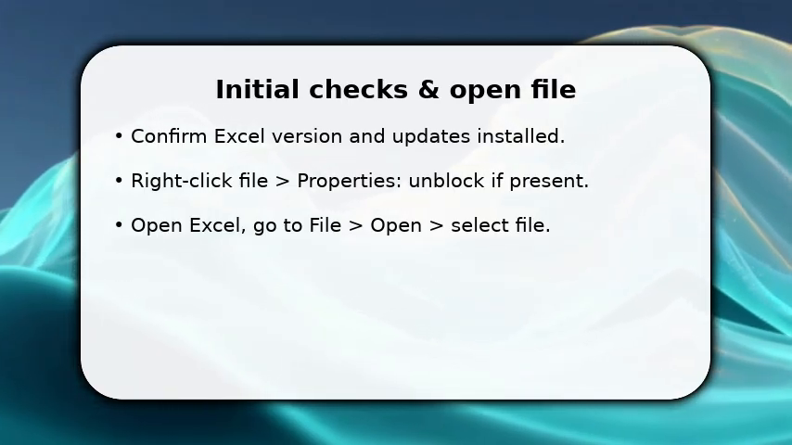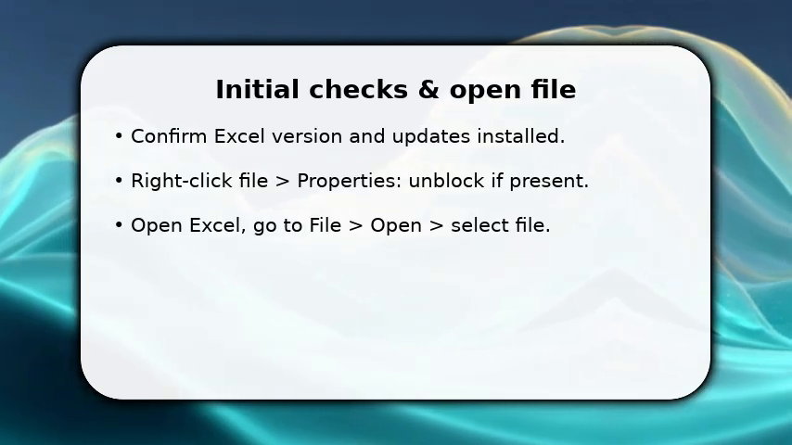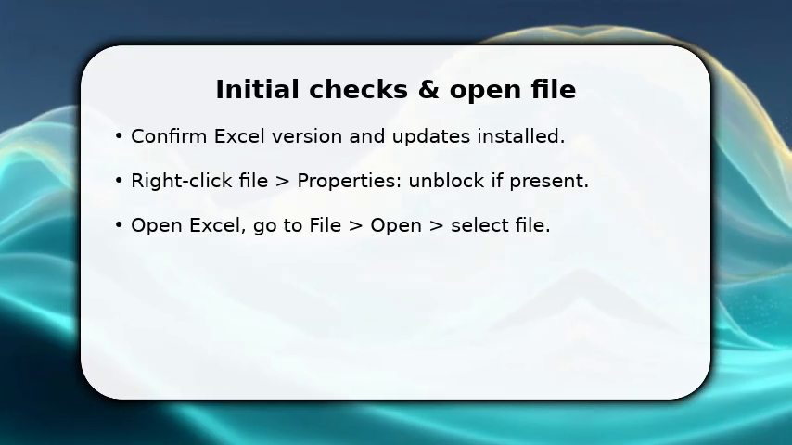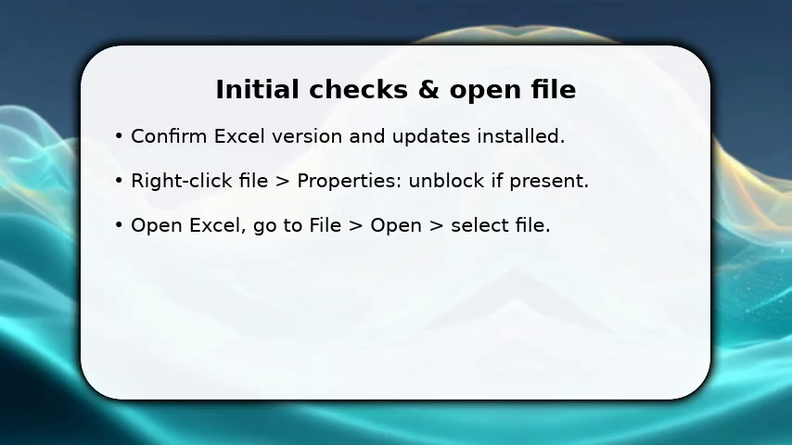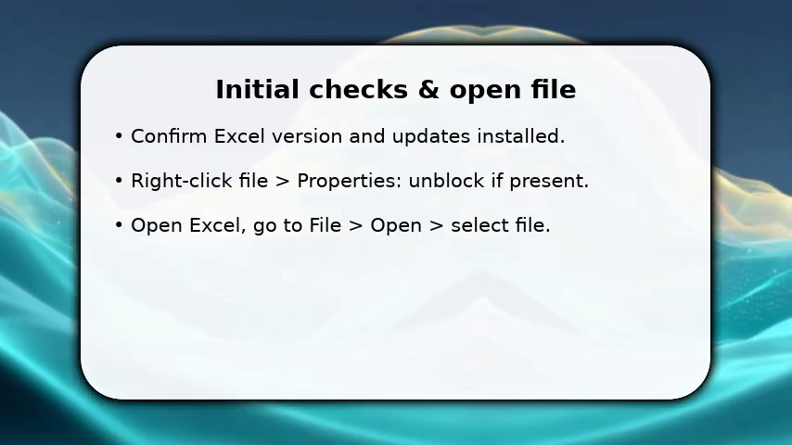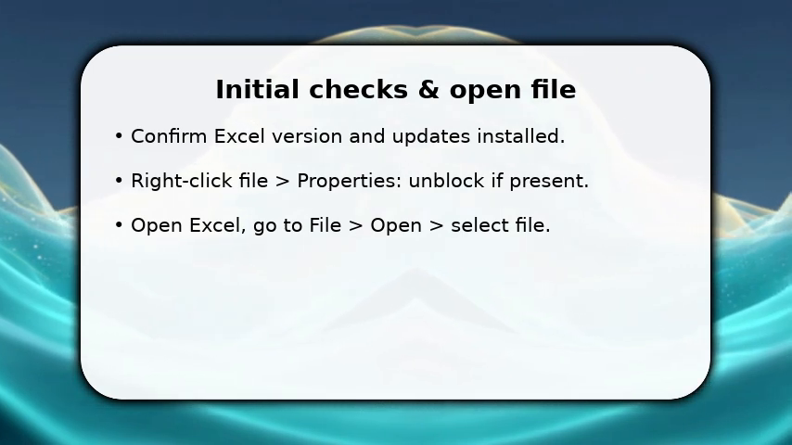If the file was downloaded, right-click the file in Explorer, choose Properties and click Unblock, then Apply. Once done, open Excel directly using File Open and select the file. This forces Excel to evaluate protected view immediately and surfaces the security banner if it still applies.